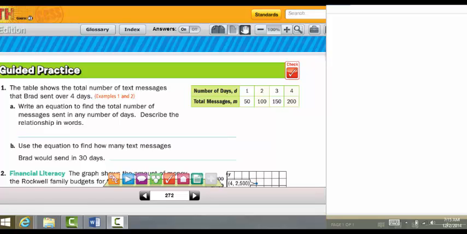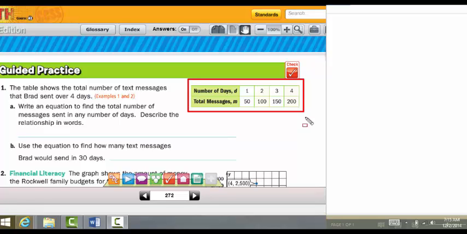Okay, here are your solutions to 4-1 guided practice. Problem number 1 tells us the table shows the number of text messages that Brad sent over 4 days. So here is our table of values. And in letter A, they ask us to write an equation to find the total number of messages sent in any number of days. Describe the relationship in words.